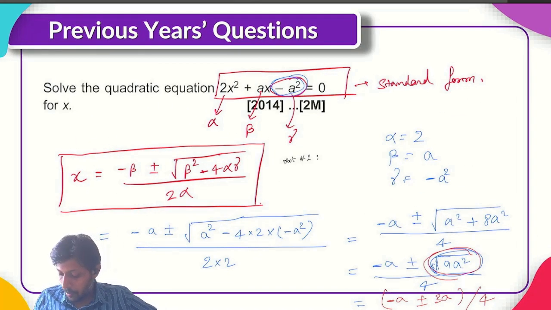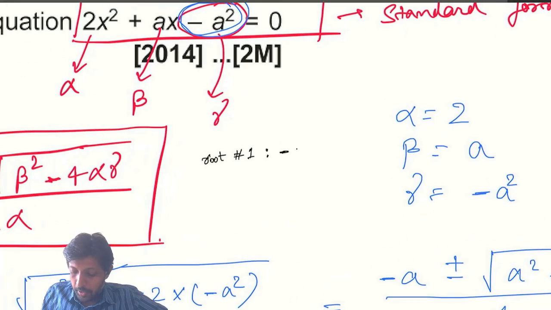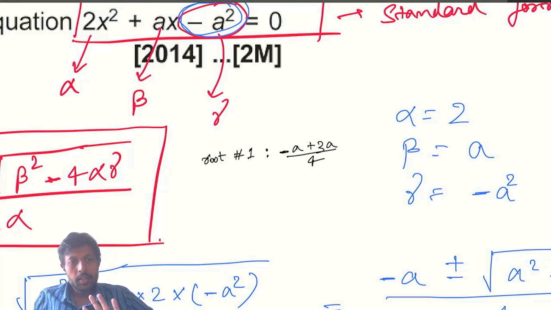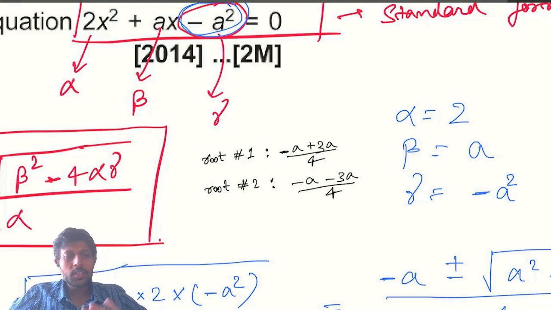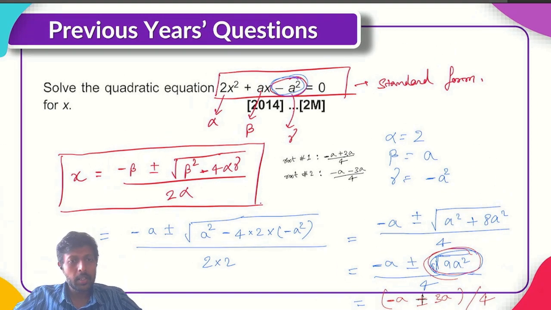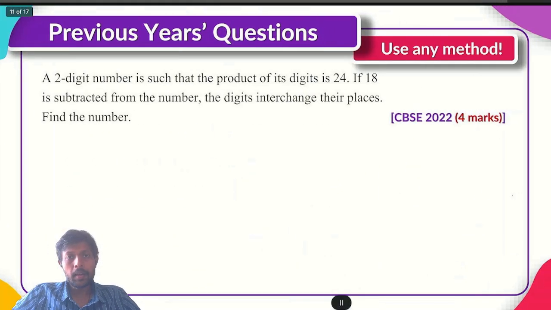So minus a plus 3a upon 4. That's my first root. Root number 2 would be minus a minus 3a upon 4. You do the calculations, you find out the roots, and that would be your answer. Let's move on to the next question.